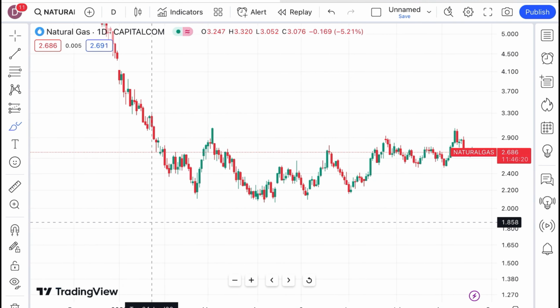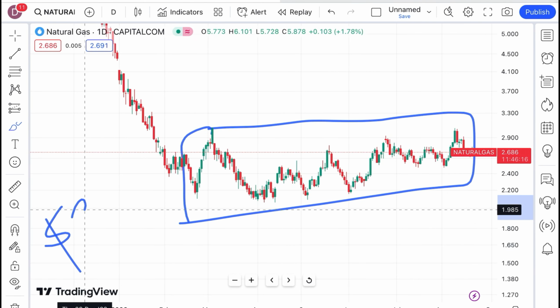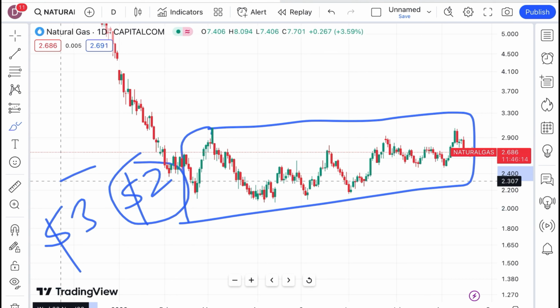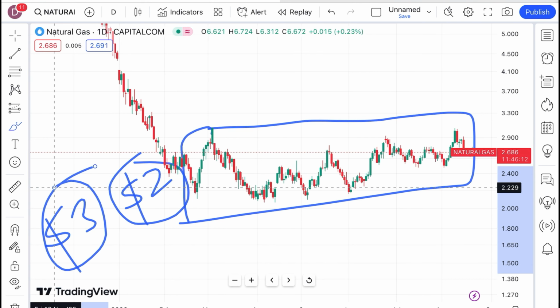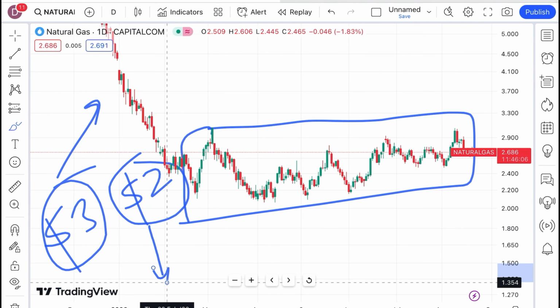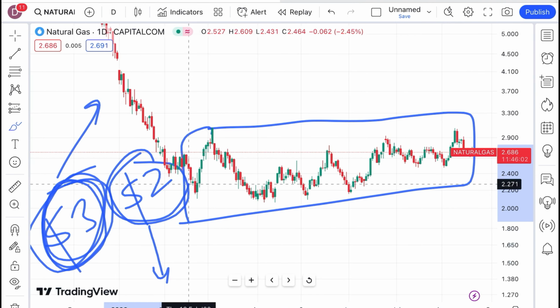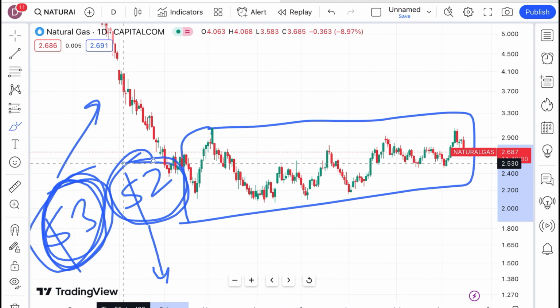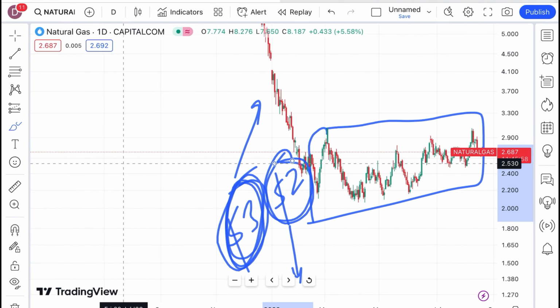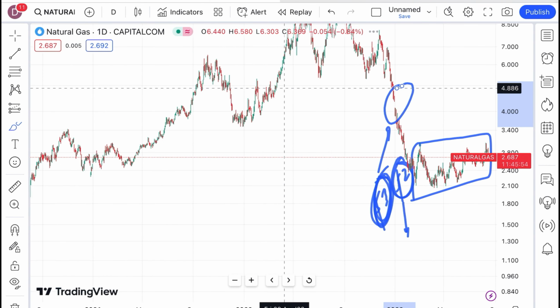See, till now we have not seen it move out of the zone of $3 and $2, okay. So as soon as it moves out, we can see further upside movement or further fall, if it moves above $3 or below a level of $2. If it goes below that level, we have seen a gap still pending, okay. I am just informing you of this.